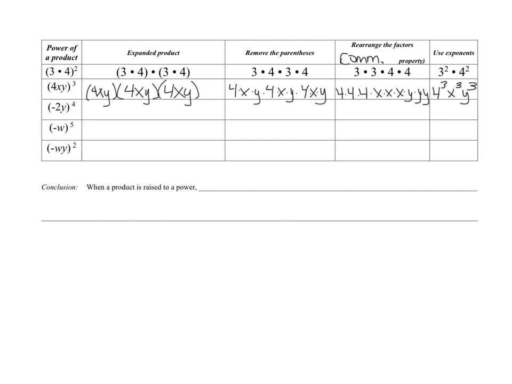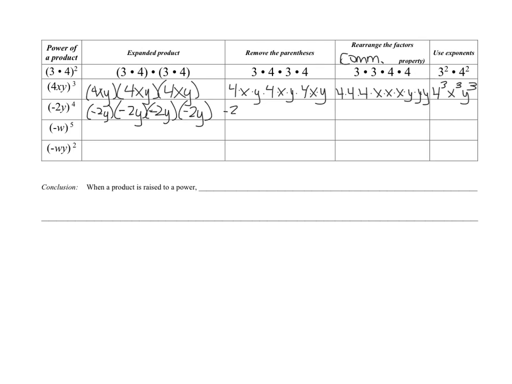Let's go ahead and take a look at the next one. The next one is saying I'm doing (negative 2y) to the fourth power. So go ahead and expand that. You've got negative 2y 4 times. Do it with me. Negative 2y times negative 2y times negative 2y times another negative 2y. If you remove your parentheses, it's just all multiplication.